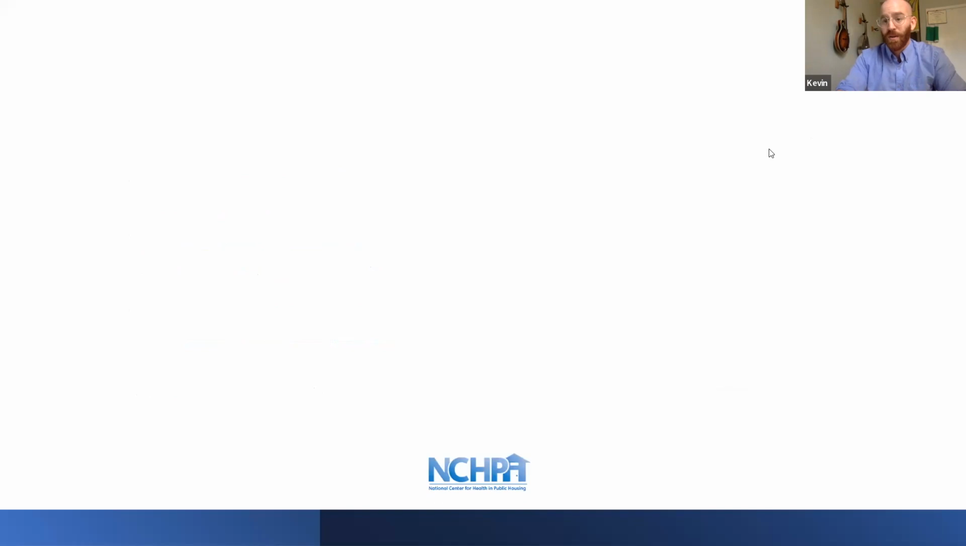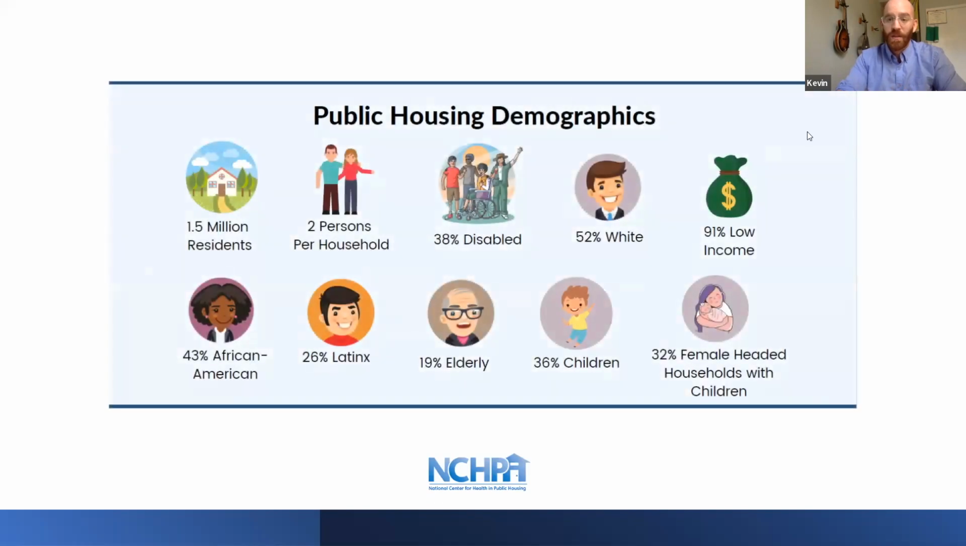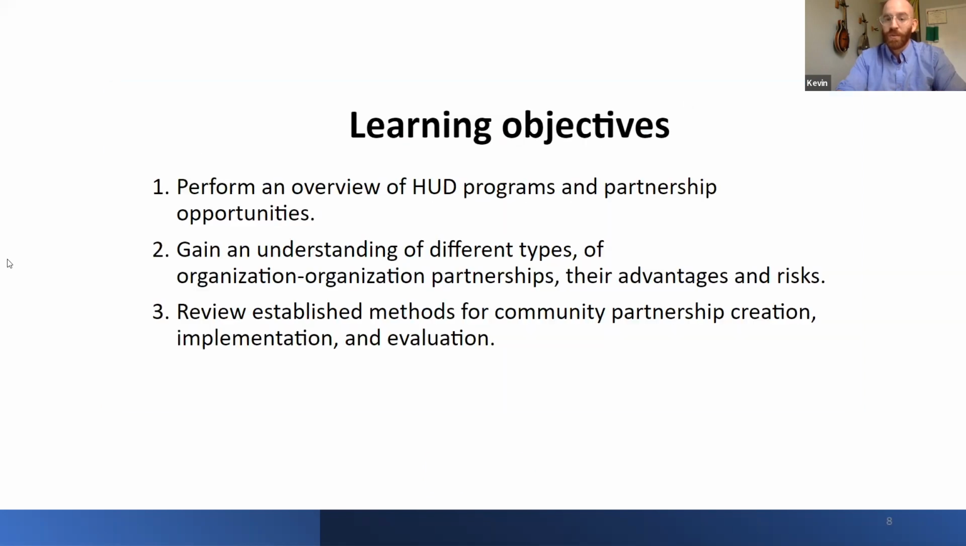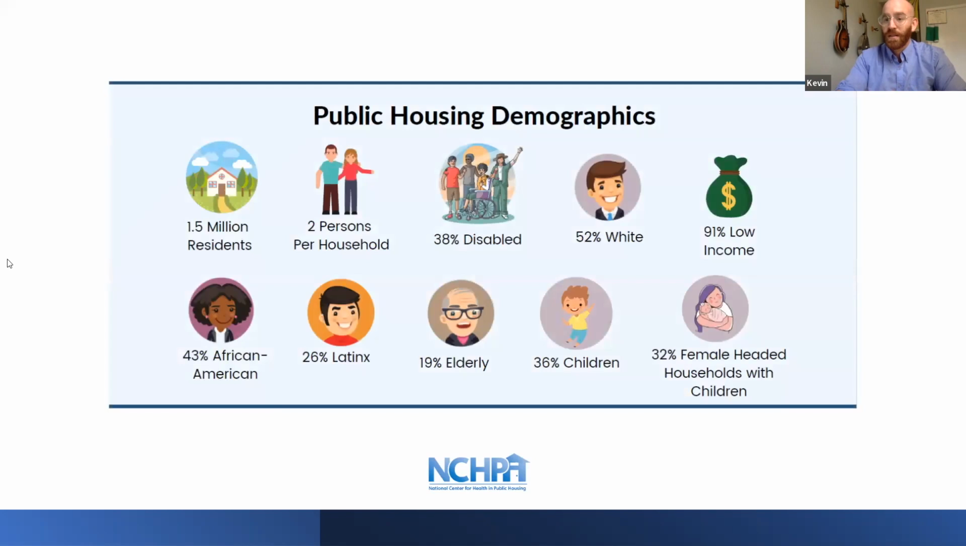And our demographics on the public housing population. The important thing to see here is that, demographically speaking, the public housing population is different than the general population. They're disproportionately women-led households, disproportionately disabled, and disproportionately from historically underrepresented groups. Next, please.